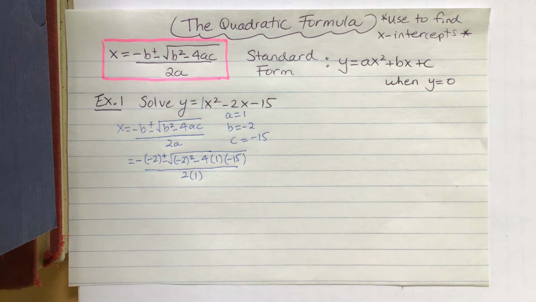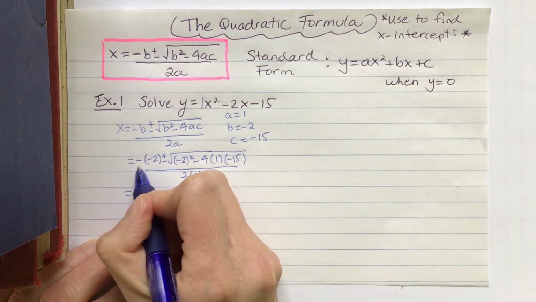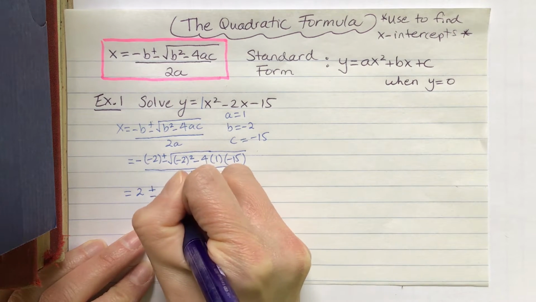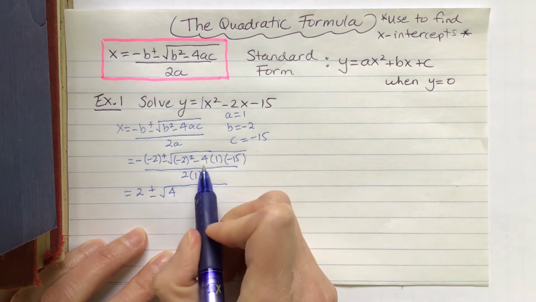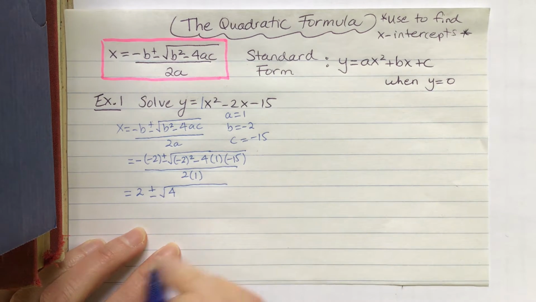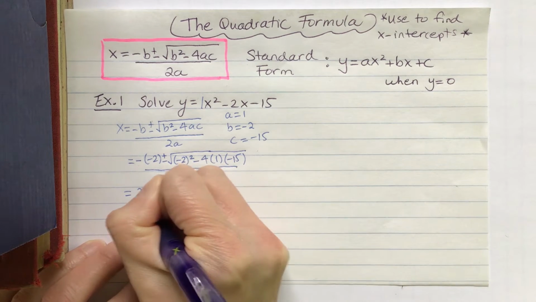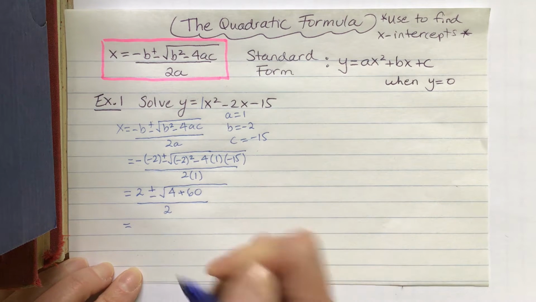Okay, so now we're going to get to simplifying. So minus negative 2 is going to give us positive 2 plus or minus square root of positive 4, and here we have negative 4 times 1 times negative 15. That gives us positive 60, and all of this is divided by 2. So we're just going to continue simplifying.